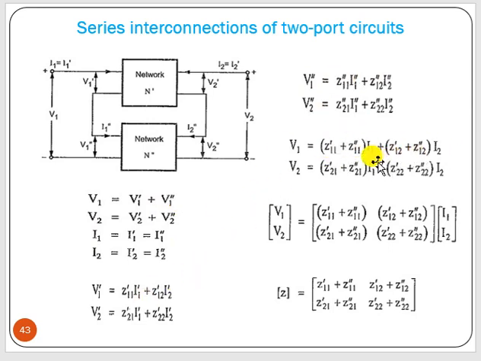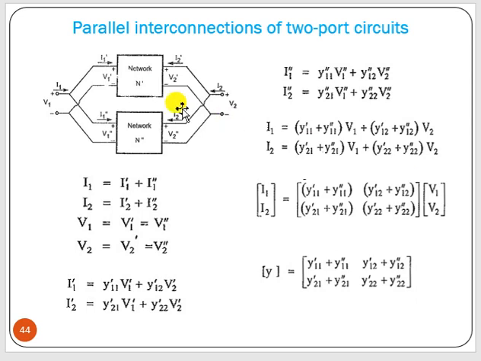So V1 and V2 are nothing but V1 prime plus V1 double prime. So that part we can add. Okay, then we can write it in terms of I1 and I2. Now what we can get is that it is the addition of the parameters. That means Z11 prime plus Z11 double prime, Z12 prime plus Z12 double prime, like that. So this is the equivalent Z parameter if two networks are connected in series. Now in parallel connection, what happens? In parallel connection, the currents will add up, the voltage will be the same. Now we can write these two expressions for the two networks.